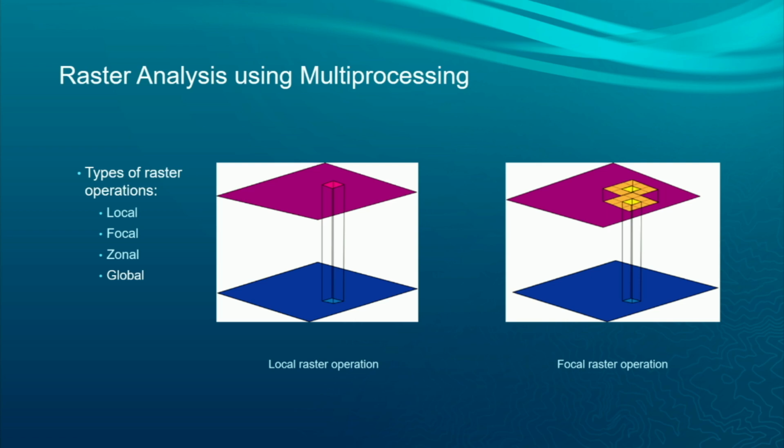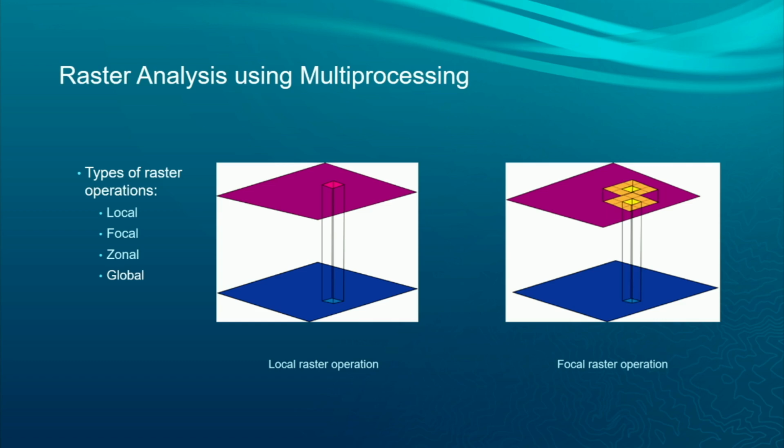If it is a local function, that means you are working on one cell at a time. An example would be adding two rasters. You just look at one cell here, one cell there, and add them together. That's the definition of a local function. A focal function is where you have to look at the surroundings. In the example that Tanya showed, you have to look at the 8 neighbors. That's a focal function. For a zonal function, you have to look at all the cells under a zone, different regions. And then global, you have to look at everything.